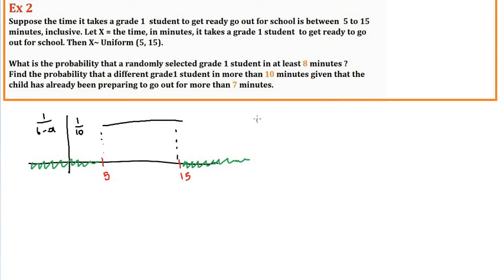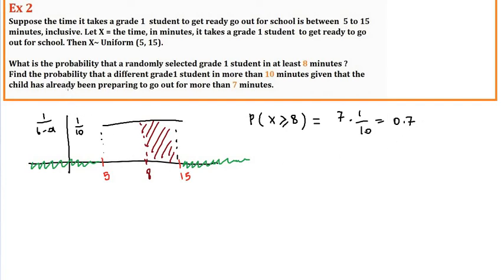What we are looking for is the probability that x is at least 8 minutes. So x is greater than or equal to 8 minutes, at least 8 or greater than 8. So that is the area under this rectangle. And the area of this rectangle is base times height. The base is 15 minus 8, which is 7, and the height is 1/10. So 7 over 10 is 0.7, so 70%.